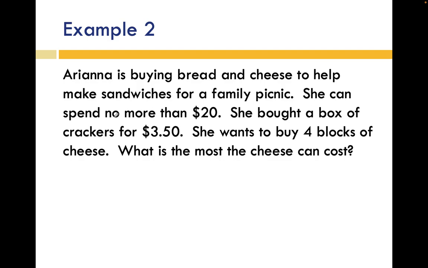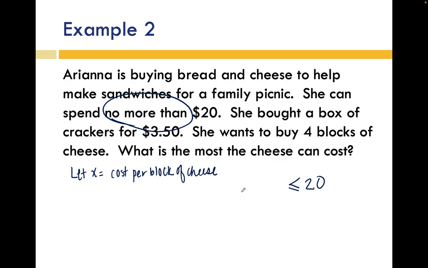The key words in this problem are no more than $20. That tells us she wants to spend less than or equal to $20 total. Since we're looking for the cost per block of cheese, that is what our missing value is. She has already purchased a box of crackers for $3.50, and she's buying 4 blocks of cheese at x dollars each.